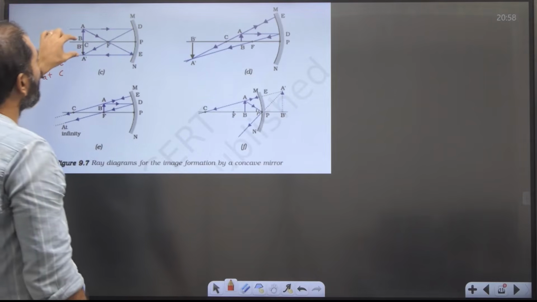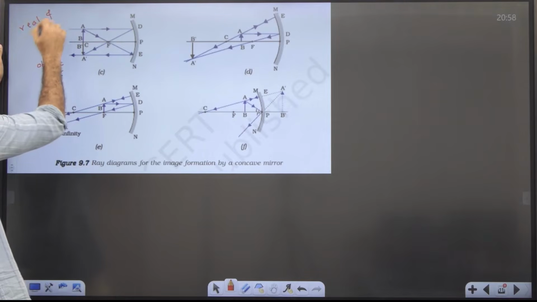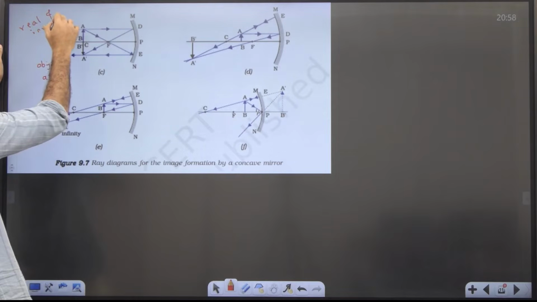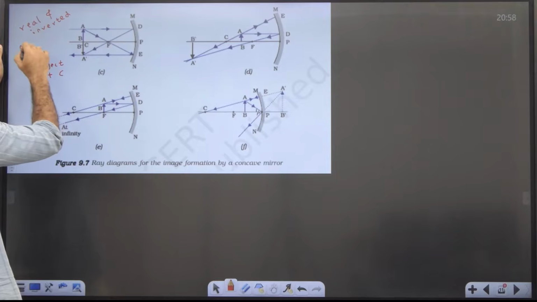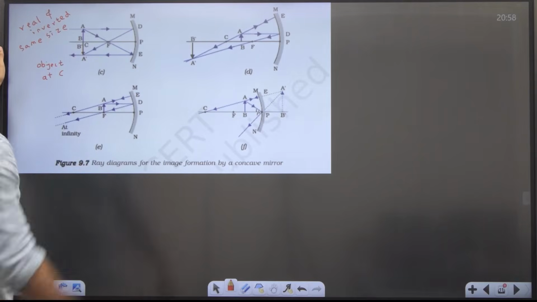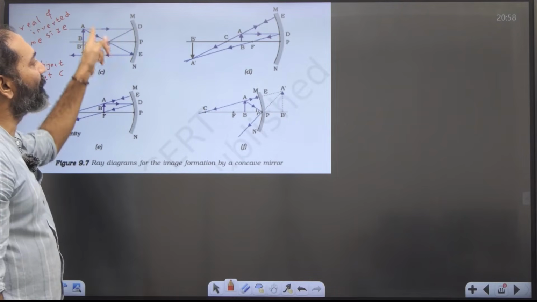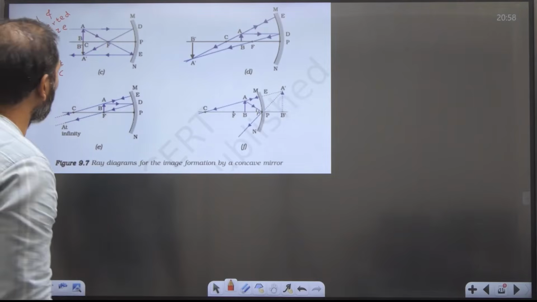What can you say about the size of the image? Real and inverted, same size. Image size and object size are both the same. Again, don't forget to give directed arrows, which is very important.